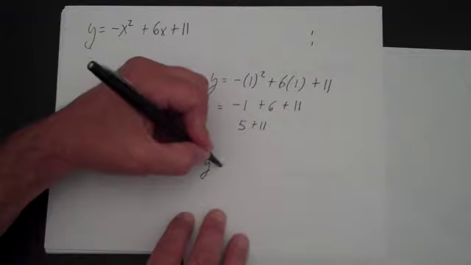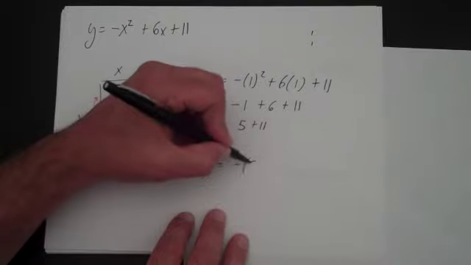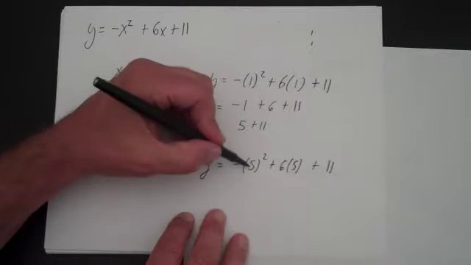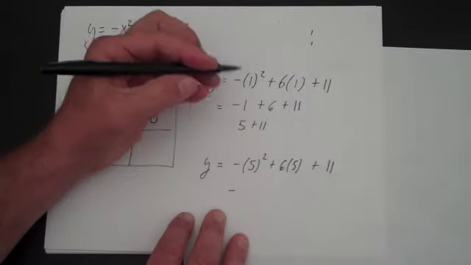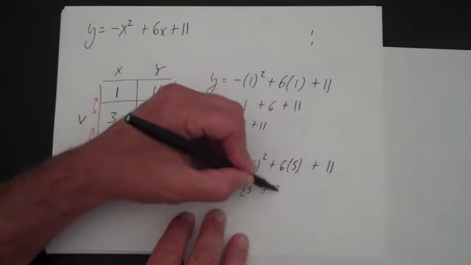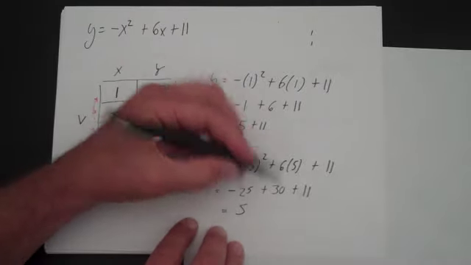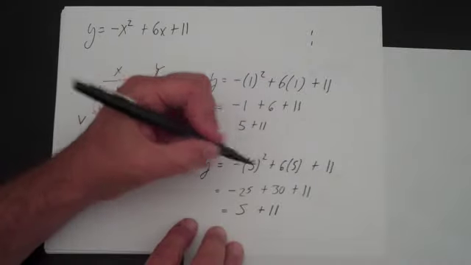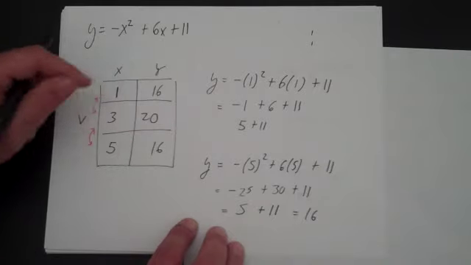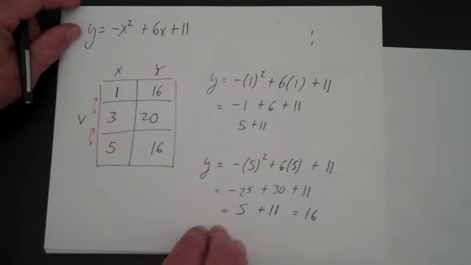Now let's find the other y by plugging in x equals 5. So it's minus 5 squared plus 6 times 5 plus 11. 5 squared is 25, so that's minus 25 plus 30 plus 11. Minus 25 plus 30 is 5, and 5 plus 11 is 16. If you notice, these two values are the same because the distances between the vertex and the two x's are the same, even though one's positive and one's negative.